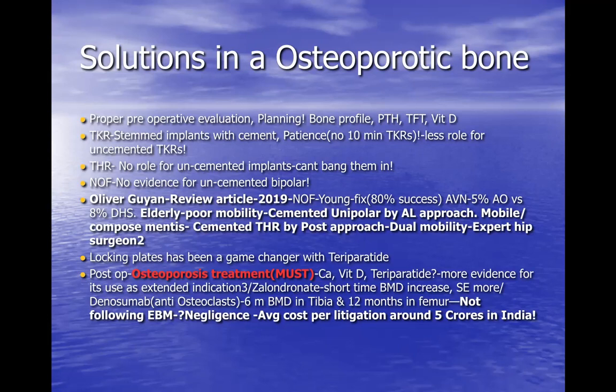Denosumab, it's an anti-osteoclastic agent, very good, subcutaneous, 6-monthly dose. There's good evidence to show that the BMD around the prosthesis increases in the tibia up to 6 months and in the femur up to 12 months. And beyond 12 months, it's not found to increase the BMD. So I think there's more and more research coming on that, rather than stimulation, osteoclast inhibition will be an important factor in preventing periprosthetic loosening.